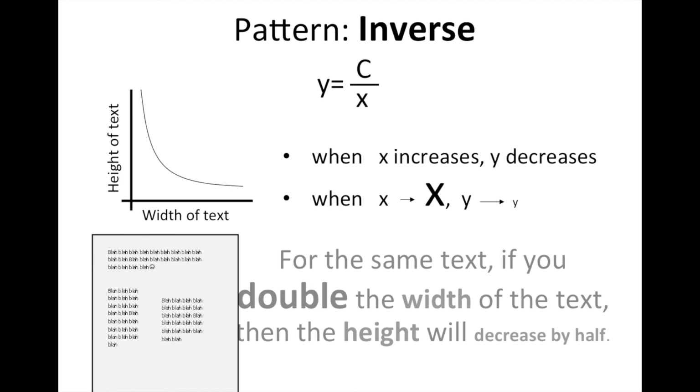And the pattern was inverse, so, summary here. The general form of the inverse pattern is y equals c over x. When x increases, y decreases. Once again, you can see that. So that part is the same as for the inverse square. But when x doubles, now y is only halved. So it doesn't become a quarter of what it was, it only becomes a half of what it was. And for our example here, for the same text, if you double the width of the text, then the height will become half of what it was.